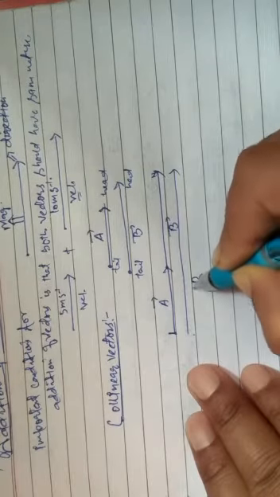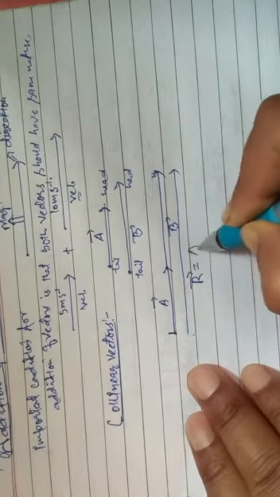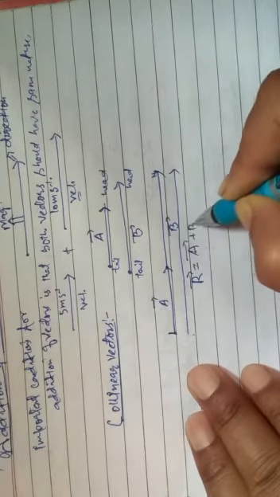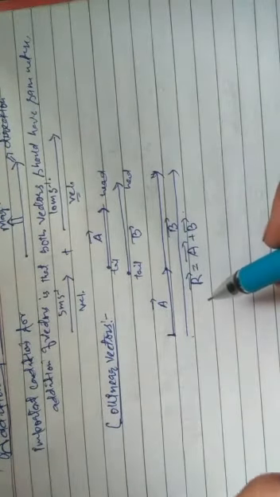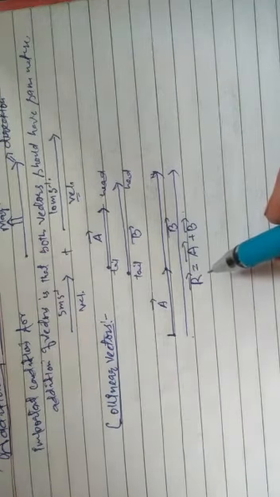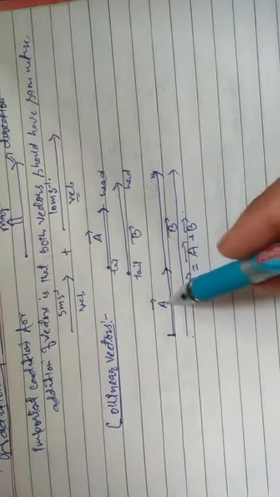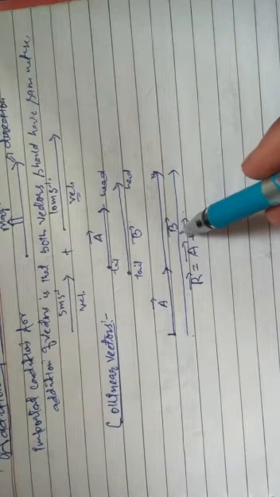So I can say R vector equals vector A plus vector B. What is this R vector? R vector is the resultant of the two. It is the addition of the two. It produces the same effect as is produced by A and B. So how can we add collinear vectors?